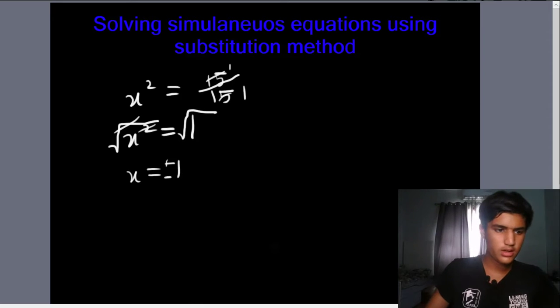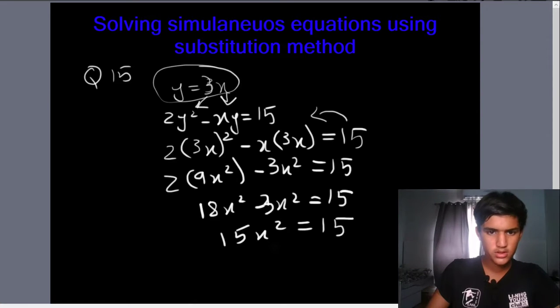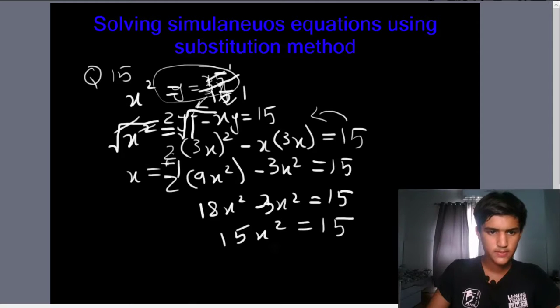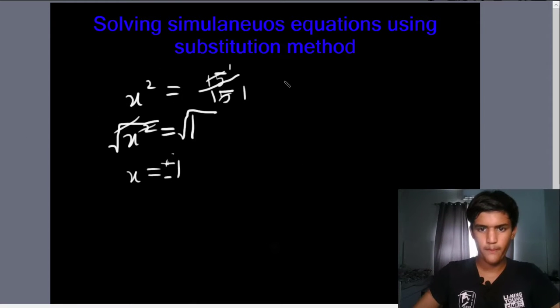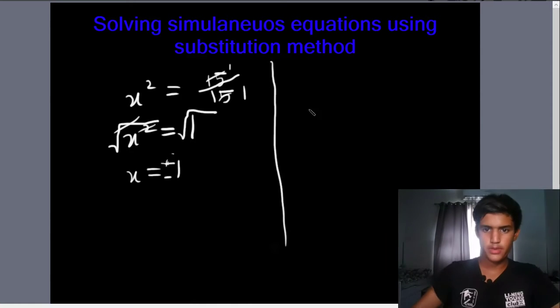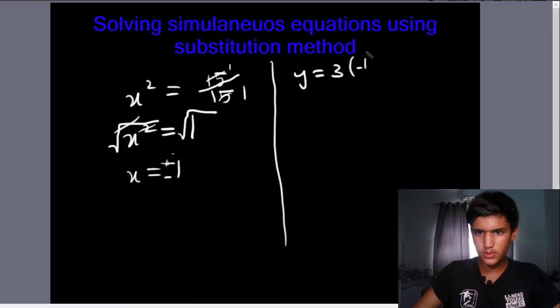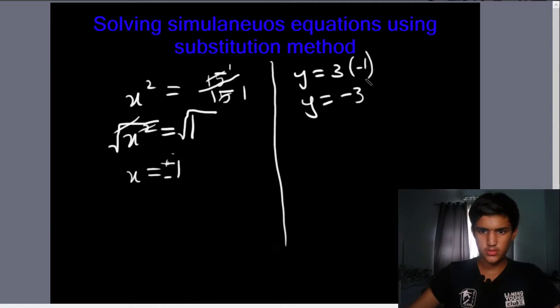Now we are going to put this value of x into the original equation, which was y is equal to 3x. y is equal to 3 into minus 1, so y is equal to minus 3. So it's going to be minus 1 comma minus 3.